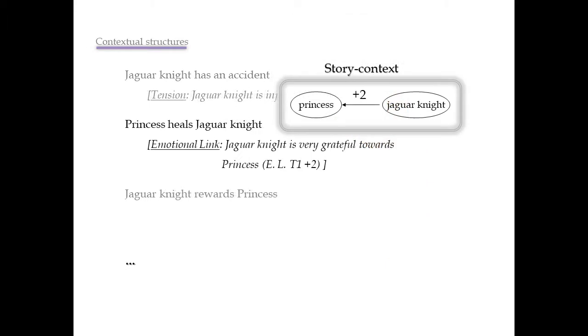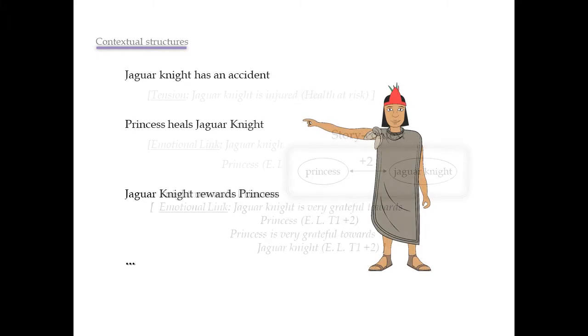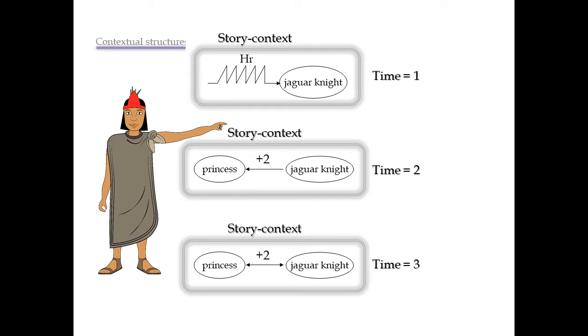Next, the system performs the second action in the tale. Princess heals Jaguar Knight. Now, the story context is updated, so the tension held at risk is deactivated, and now a new emotional link that shows that Jaguar Knight is very grateful towards the princess is activated. Next, the system performs the third action in the story. Jaguar Knight rewards Princess. Again, the story context is updated, so now both the princess and the Jaguar Knight are very grateful towards each other. This process continues until the story ends. In this way, in MEXICA, a story can be seen as a sequence of actions or as a sequence of story contexts that change over story time.